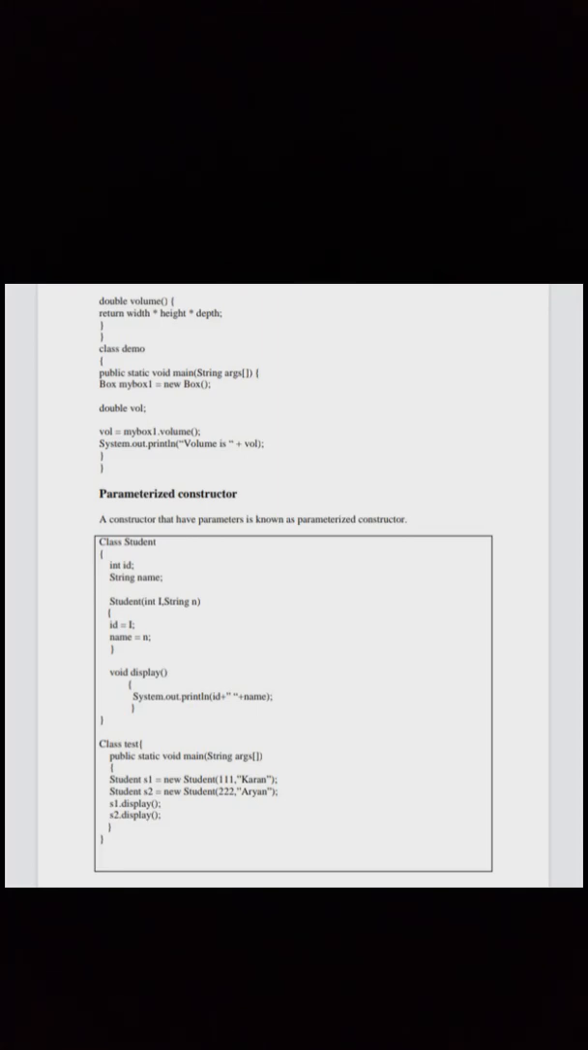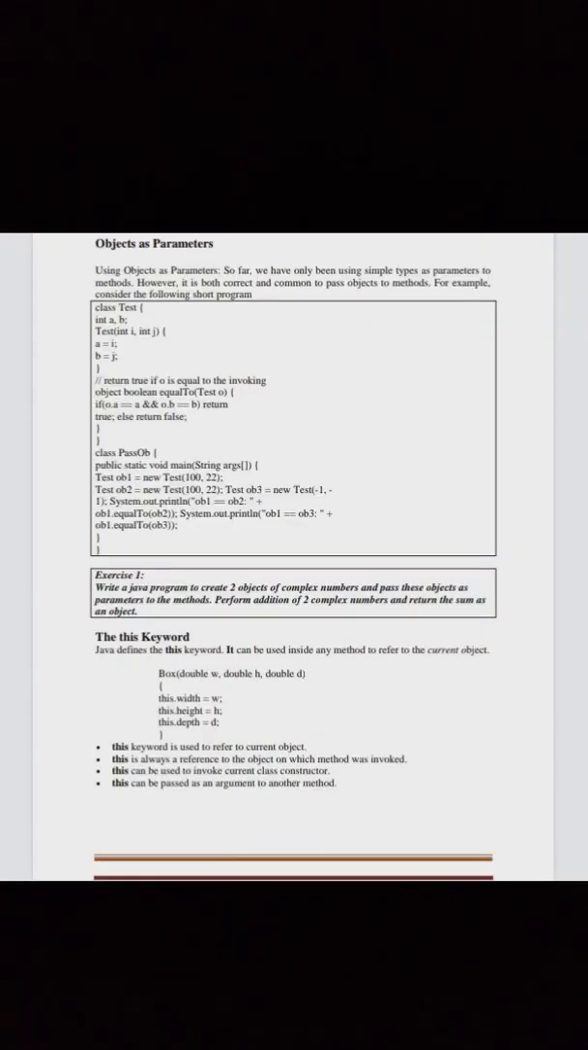Now let us see parameterized constructor. A constructor that has parameters is known as a parameterized constructor. See the code here. Now let us see objects as parameters. So far we have only been using simple types as parameters to methods. However, it is both correct and common to pass objects to methods. For example, consider the following short program here.